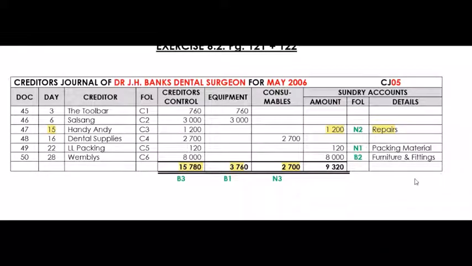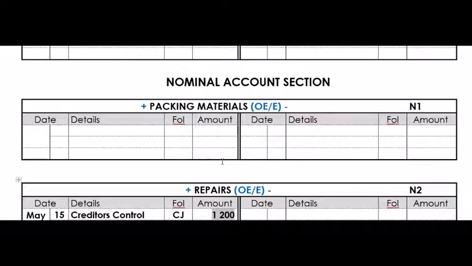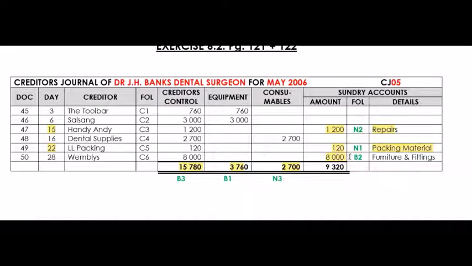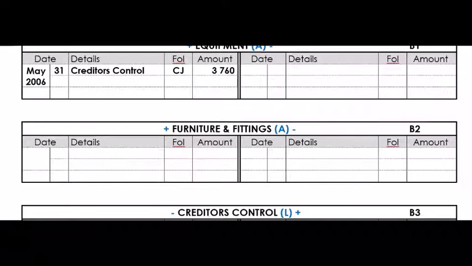The next sundry accounts transaction was 120 Rand that should go to the debit side of packing material on the 22nd. So in packing materials, you will write May 2006, the 22nd, creditors control, CJ, 120 Rand. And then lastly, we've got this 8,000 Rand that should go to furniture and fittings on the 28th. It still goes to the debit side of furniture and fittings. You will write May 2006, the 28th. Creditors control, CJ, 8,000 Rand.